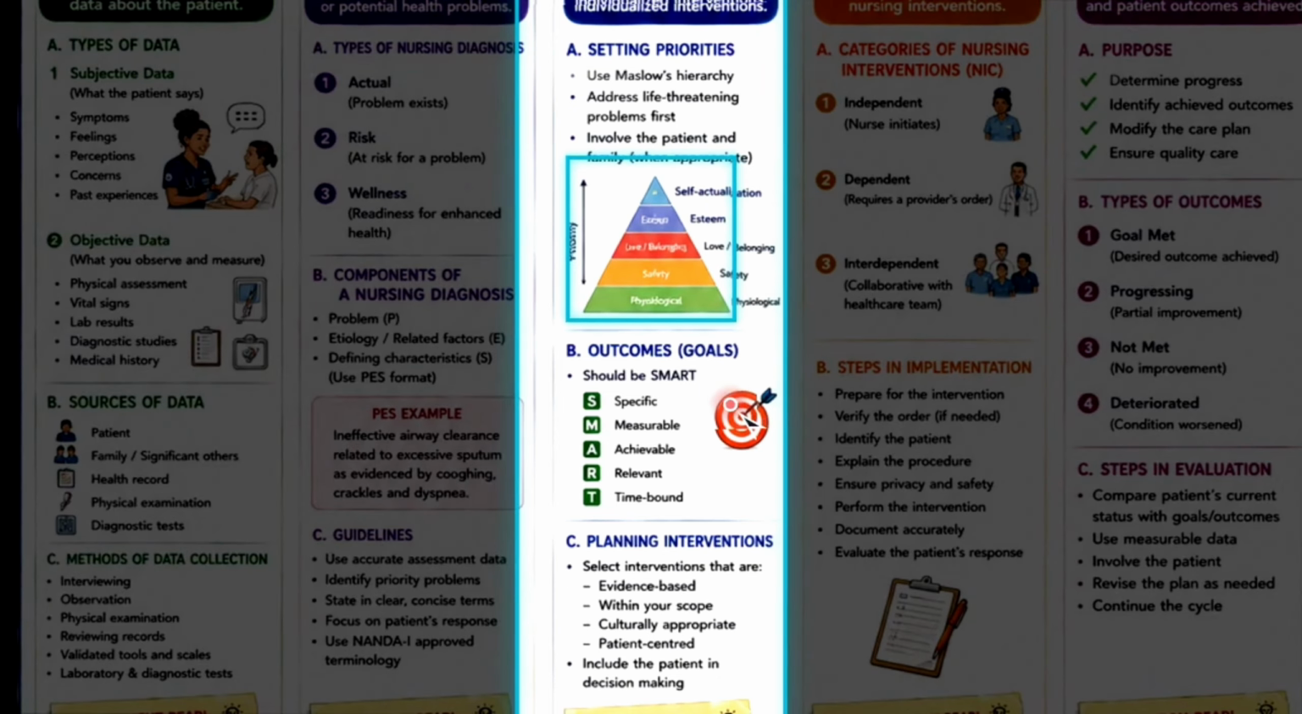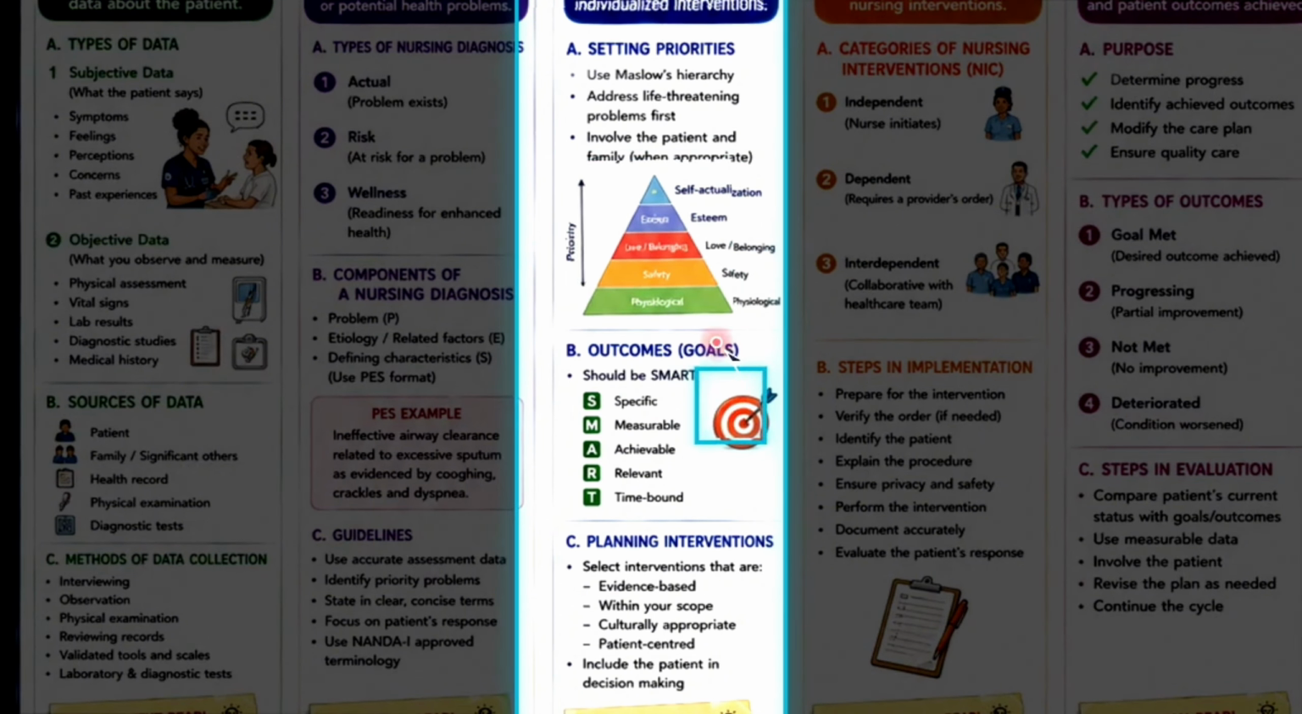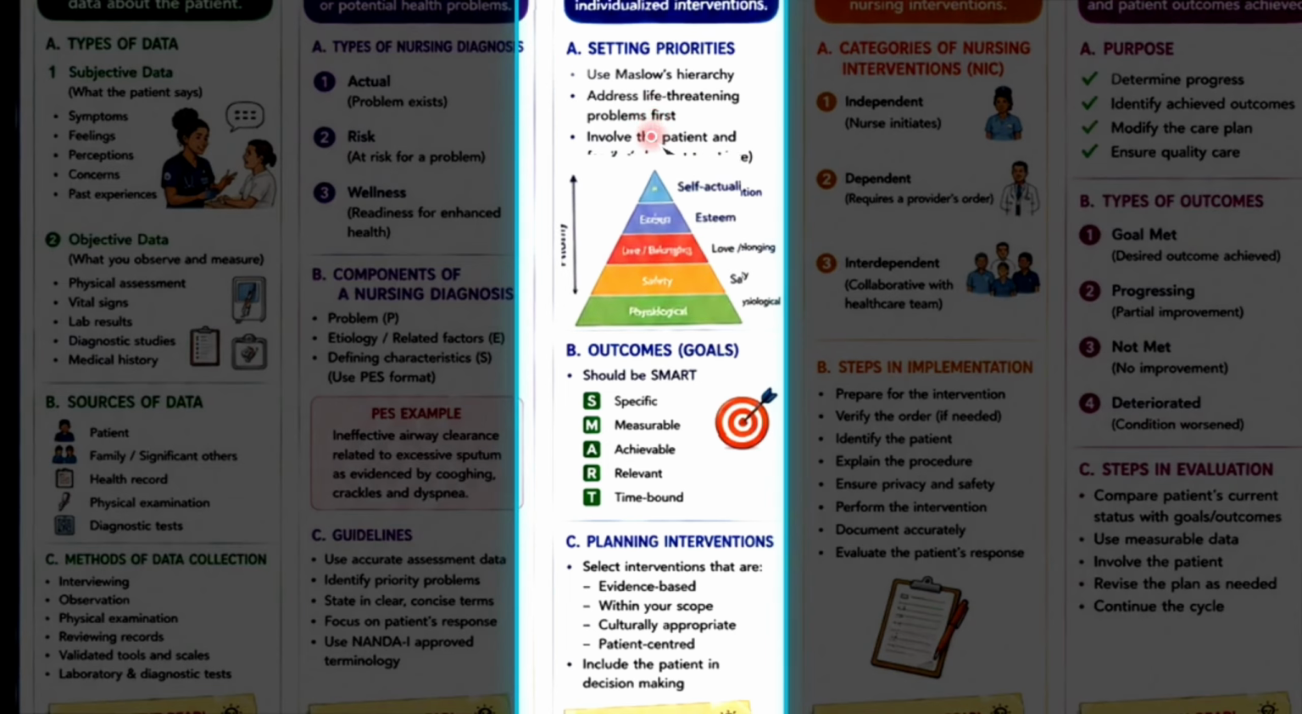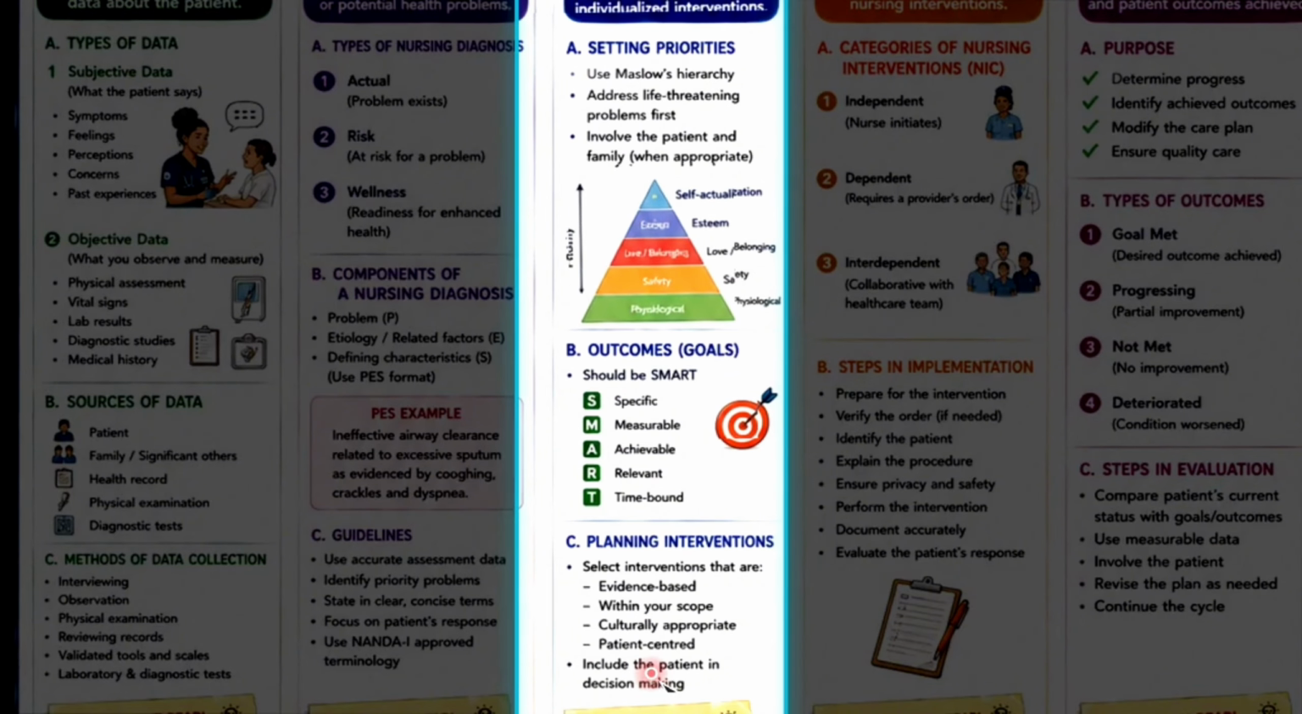S stands for specific, defining exactly what outcome is expected. M stands for measurable, providing objective criteria to quantify progress. A stands for achievable, realistic given the patient's condition and resources. R stands for relevant, directly aligning with the clinical diagnosis. And T stands for time-bound, establishing a precise deadline for achievement.